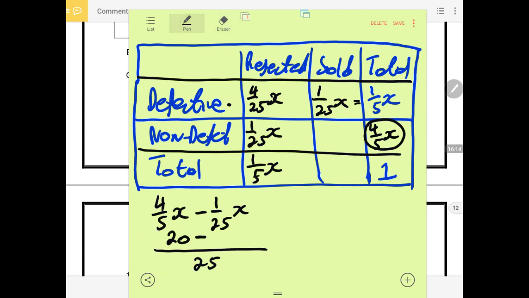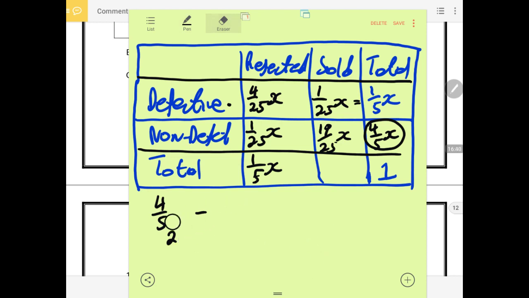Then we keep the sign as minus, 25 goes into 25 once. 1 times 1, it will be 1. That means we'll have 1 here, and our final answer will be 19 over 25. So now we have 19 here over 25x. Those that are non-defective and they are sold. We need to test again if our answers gave us the same total.